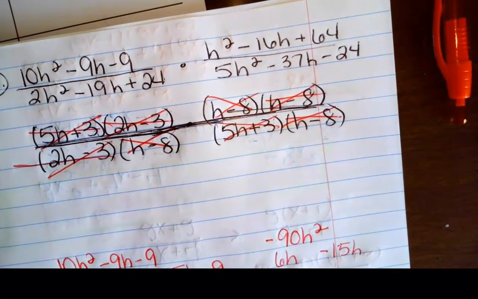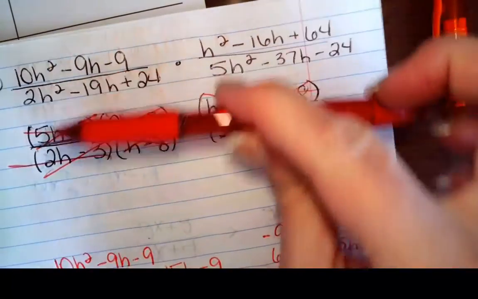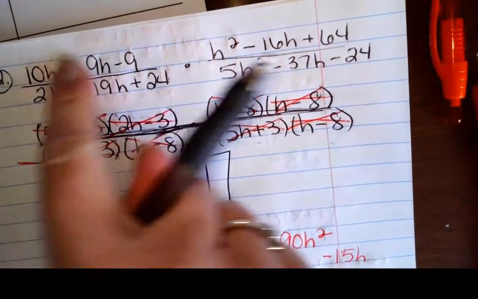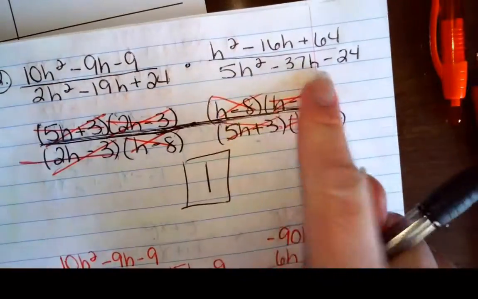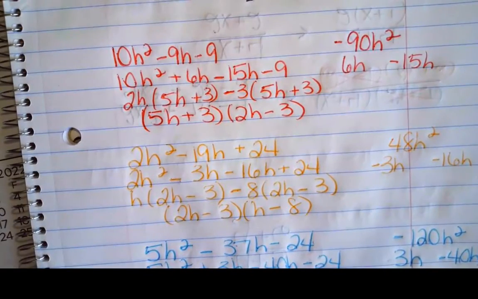So now the question is, what is your answer? This is a division problem. So any number divided by itself is 1. So that whole thing reduced to 1. So if I had values for h, this whole thing would reduce to 1. And that is the first part of our problem set.